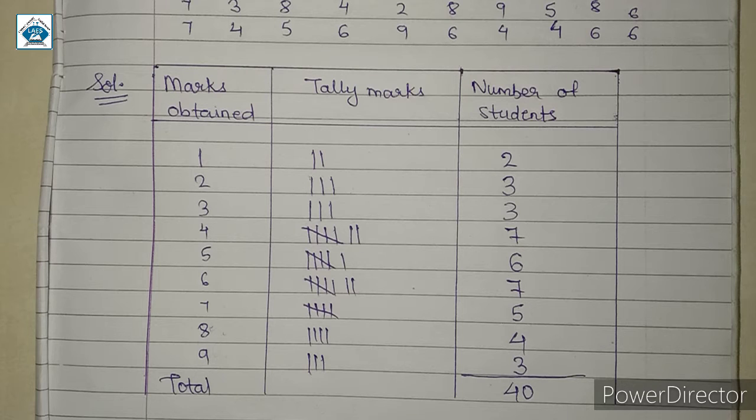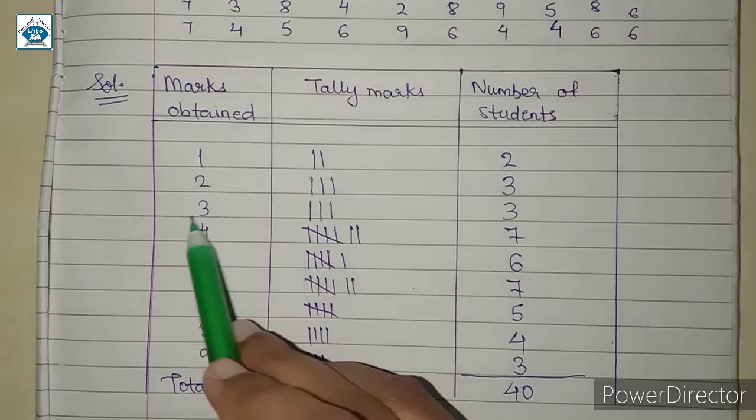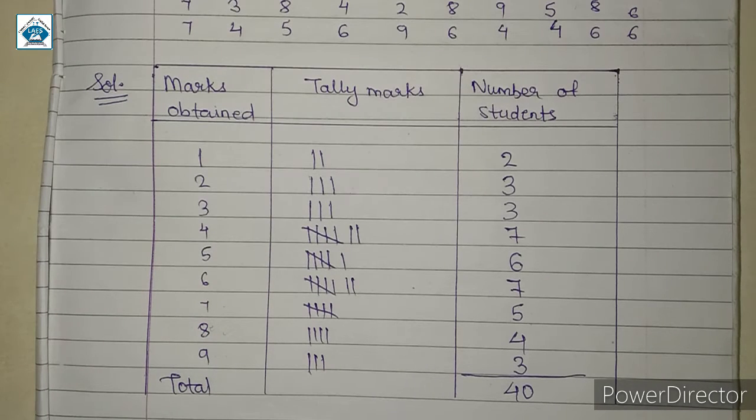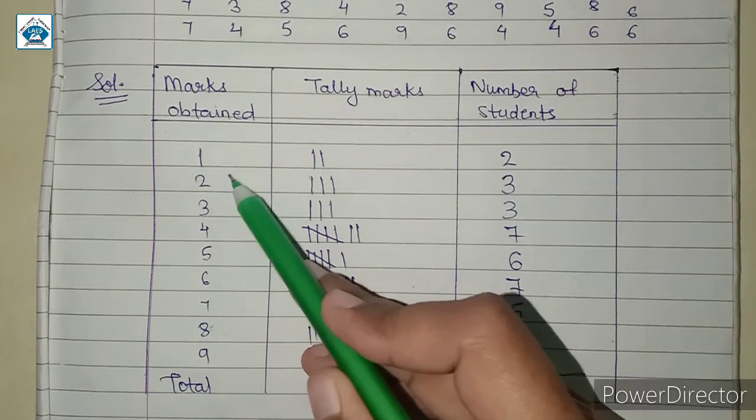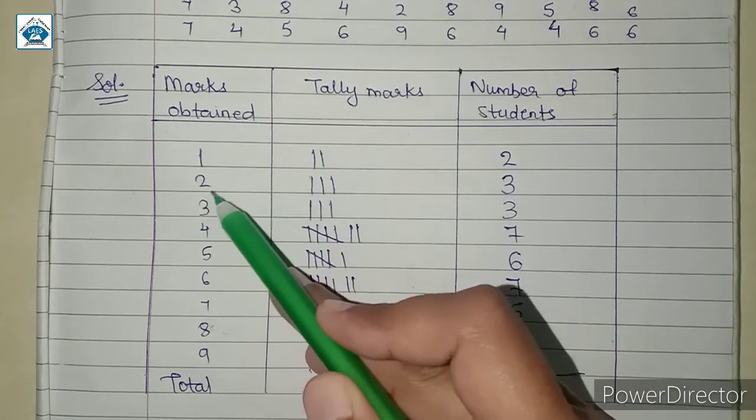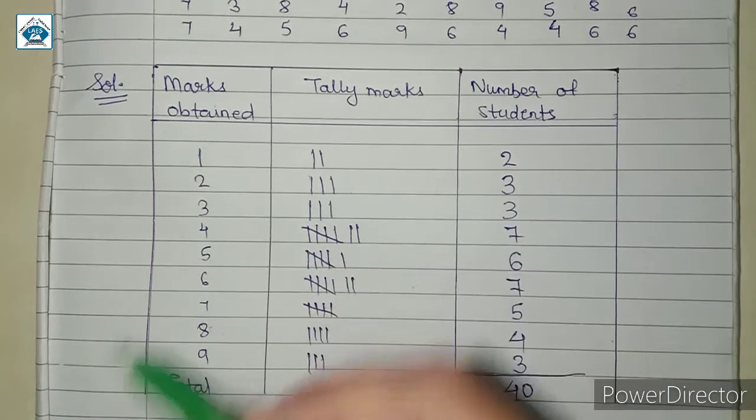Next, we are asked how many students obtained marks below 4. Below 4 means less than 4. 4 will not be included in less than 4. 4 is equal to 4 obviously. So which marks will come in less than 4? 3, 2 and 1. 3 is less than 4, 2 is less than 4 and 1 is less than 4.